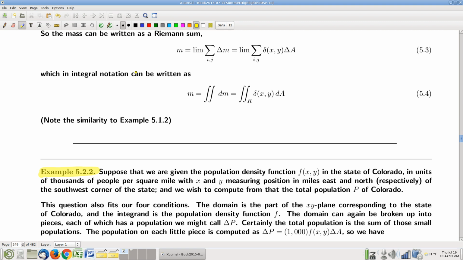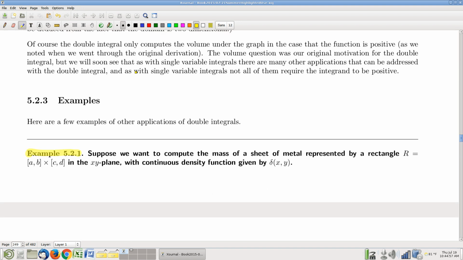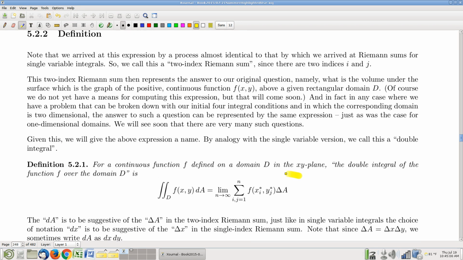I want to leave you with one last parting thought, and that is that while I have written down a definition of a double integral, a glaringly missing part of the story is I have not yet told you how to compute double integrals, right? Where's the fundamental theorem of double integrals? You might be wondering. And we'll talk about that tomorrow.